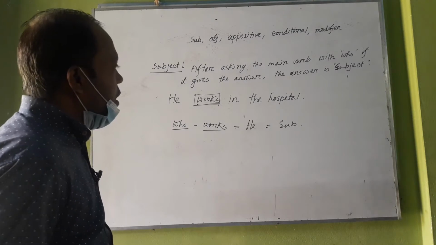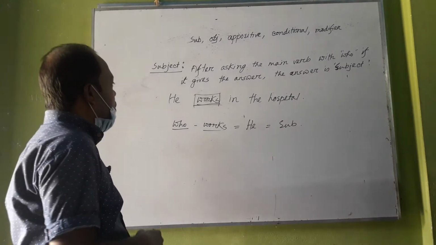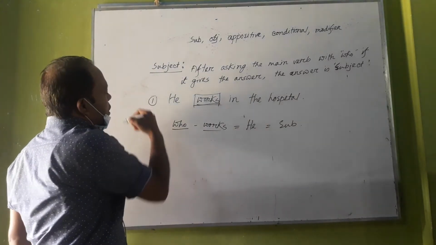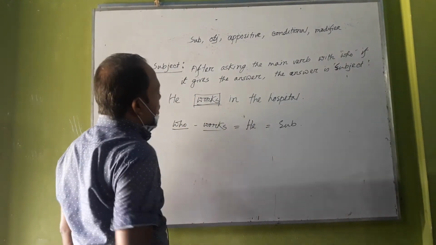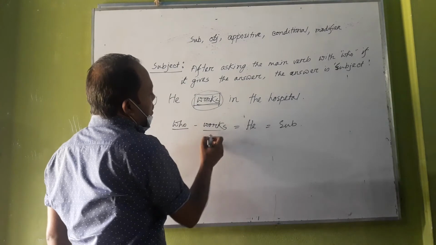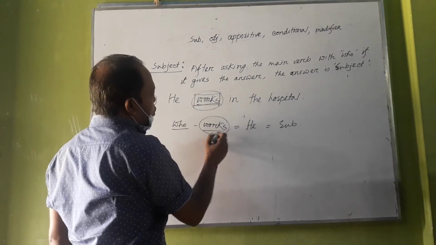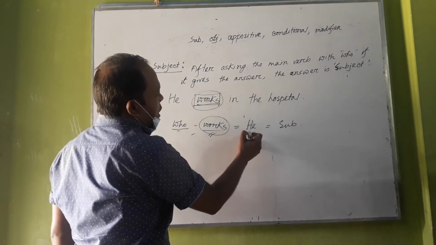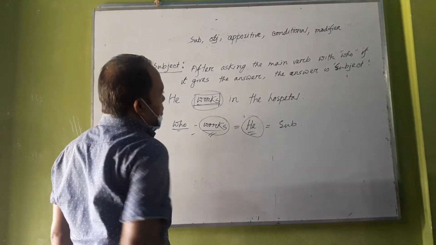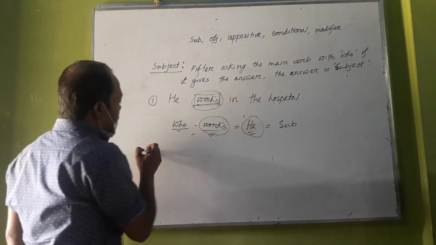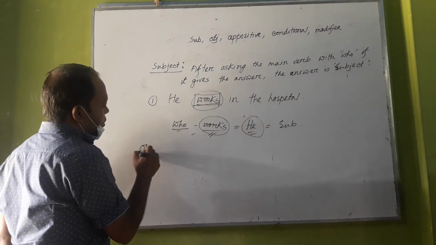I think it is very clear about this sentence. He works in the hospital. Here work is the main verb. We have asked works with who: who works? The answer is he. That means he is the subject. Okay, the next one, object.